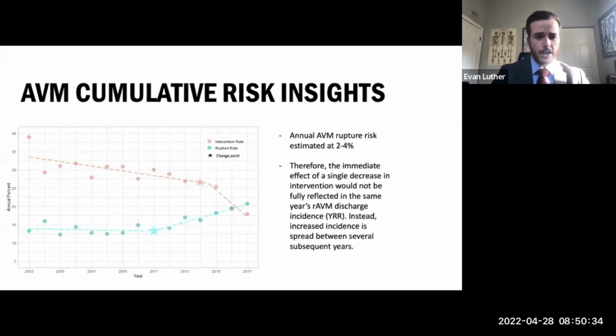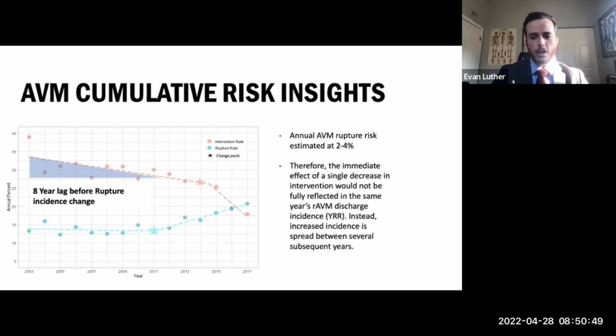What we found here is that it appears that there's an 8-year lag between a declining intervention and a change in rupture incidence. Meaning that every unruptured AVM that would have been treated at an earlier time point accumulates rupture risk as time passes. Therefore, the immediate effect of a single decrease in intervention would not be fully reflected in that same year's rupture incidence. Instead, what we will likely see is an increased incidence spread between several subsequent years. So our data suggests that it requires potentially up to 8 years to observe a change in rupture incidence. As such, it suggests to me that the follow-up period, even at final analysis of Aruba, was probably not long enough for us to truly capture the natural history of these AVMs.